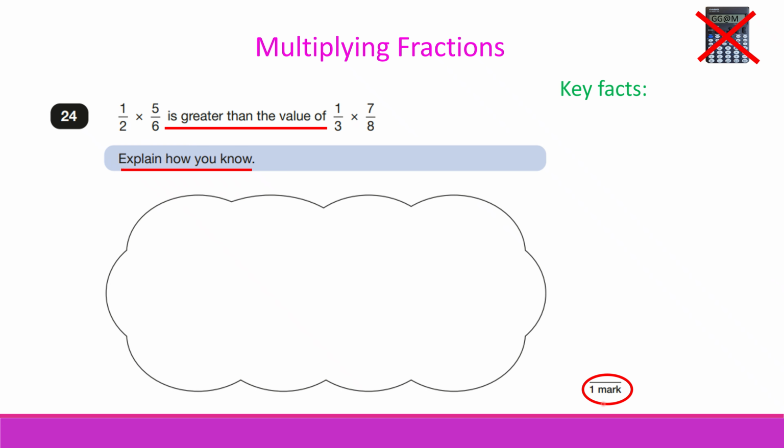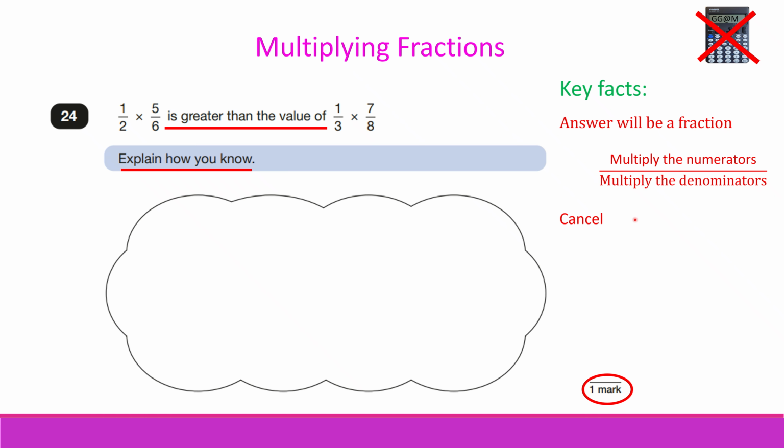Your key facts when multiplying: your answer will be a fraction, you multiply the numerators, and you multiply the denominators. Then cancel the answer if you can, or you can cancel then multiply. In this question you do not need to cancel, because all you've got to do is multiply the numerators and the denominators.